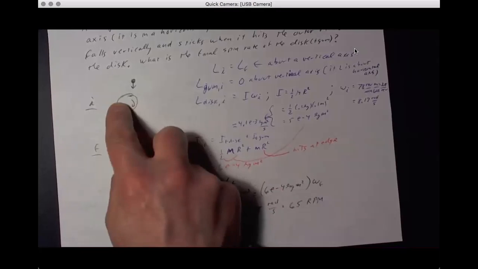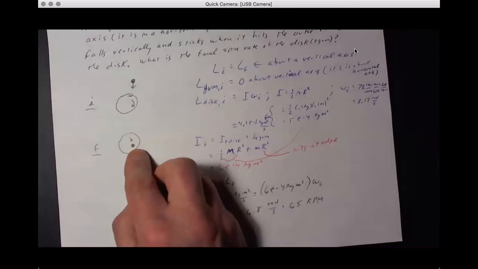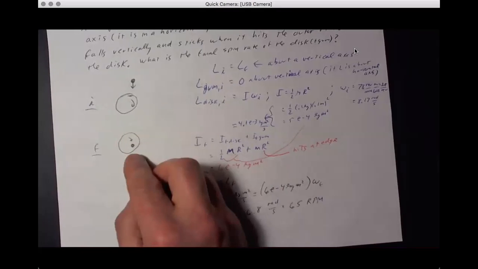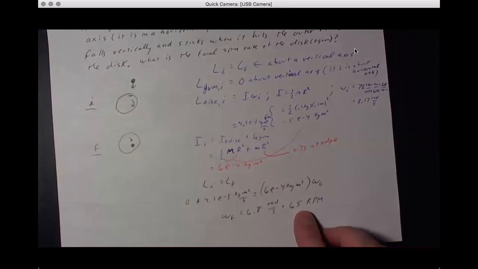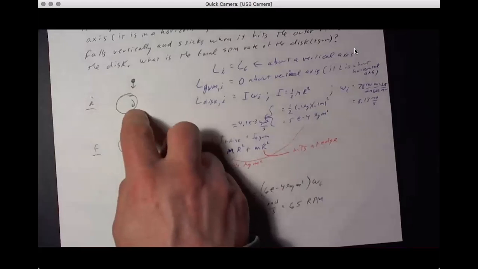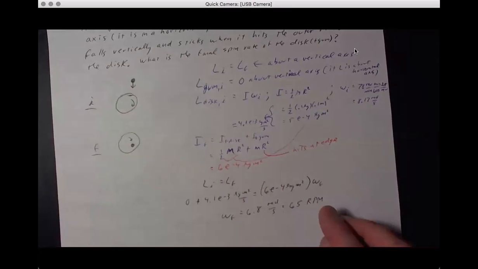We've got a disk with a moment of inertia, now we've added increased moment of inertia without really adding any more energy to the rotation, so the rotation speed has to decrease because we haven't had any momentum because it's going straight down. No momentum about this axis, no torque. And so we have a decrease in the rotation speed.